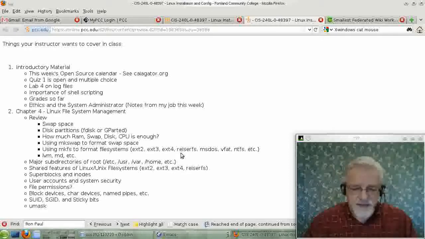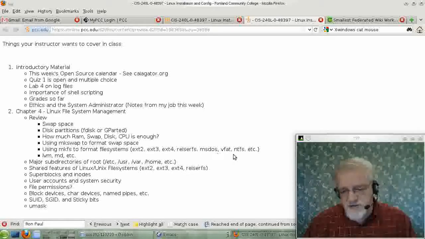So some of his associates are trying to keep the Reiser file system alive, but I'm still not sure of its future. They're not doing a bad job. It may have a future. I think there's an XFS. There's a lot of file systems around. And then there are some Windows-like file systems: msdos, vfat, ntfs.